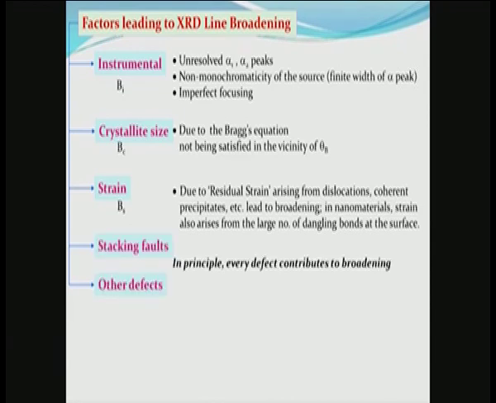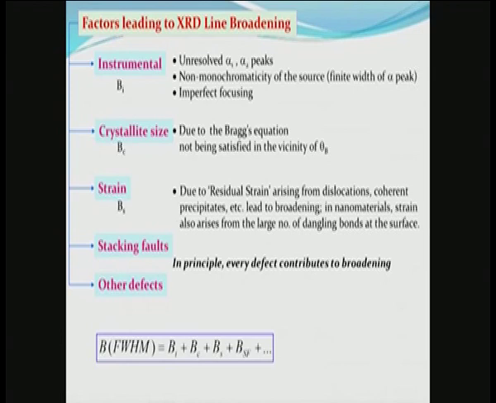Stacking faults and other defects: you can say that in principle every defect contributes to broadening. So, in the end, the full width at half maximum of an X-ray diffraction peak, B, is the sum of broadening due to instrumental effects, broadening due to crystallite size, due to strain and stacking faults and so on. So, the measured width of the X-ray diffraction peak has a contribution from each of these.